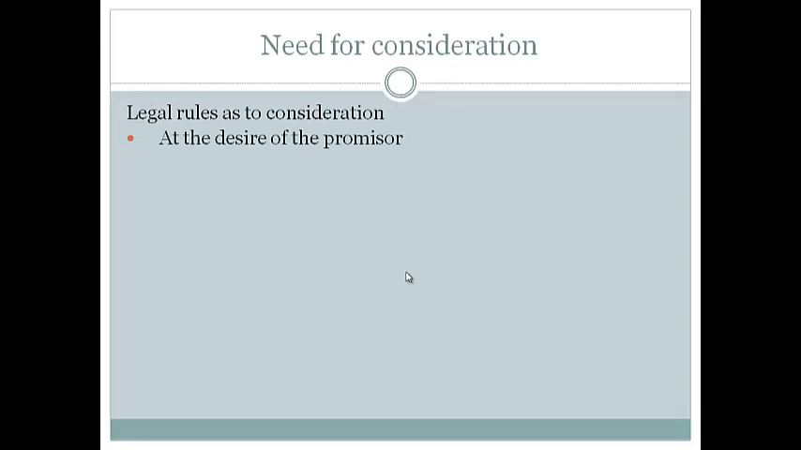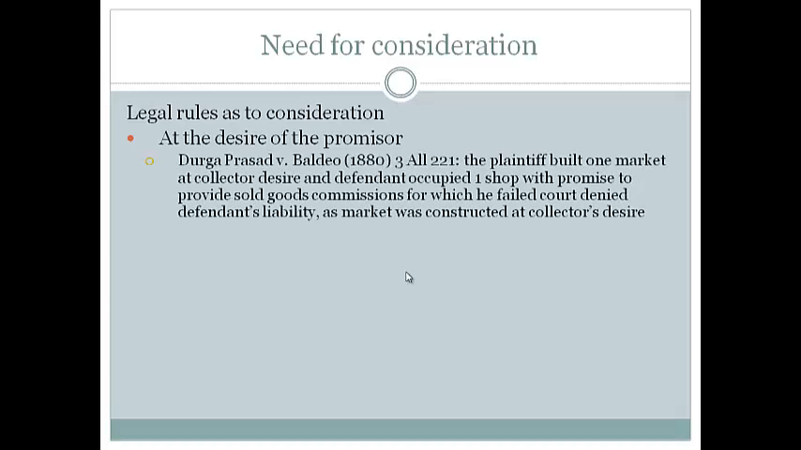The need for consideration is again a second course, where we can go on looking at the rules of consideration one after another. First, as we discussed in the definition, the very first line says at the desire of the promisor. The movement of a consideration is at the desire of the promisor. It can be very evidently seen. The desire of the promisor may be expressed or implied. The act done or loss suffered by the promisee must have been done or suffered at the desire of the promisor. Acts done voluntarily or at the request of a third party would not be valid.